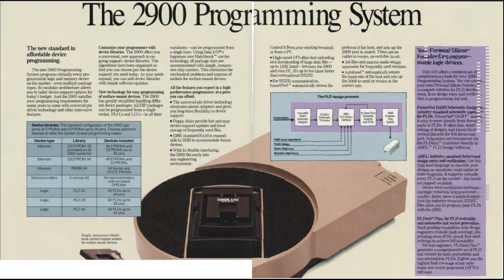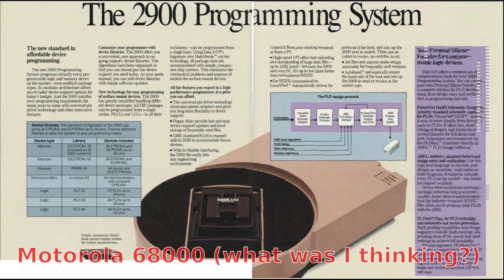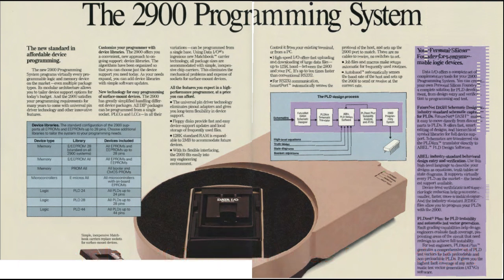The programmer is powered by a Motorola 68000 CPU running at 8 MHz and has a 1.44 MB floppy disk drive to load the operating system and programming algorithms. It has 2 serial ports to interface with computers, and there was an option to add a parallel port for greater upload and download speeds.